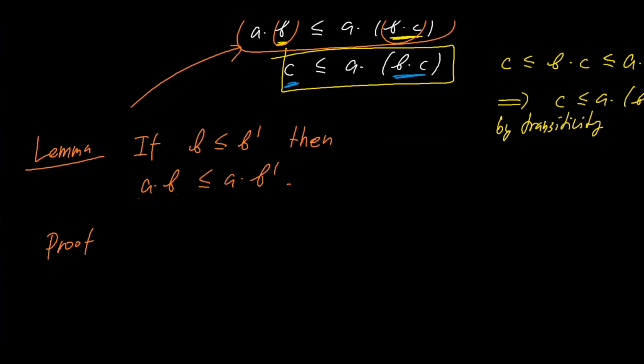Let's expand again the definition of A dot B. A dot B is less or equal to C if and only if A is less or equal to C and B is less or equal to C, right? And now let's take this definition and apply it in the case when C equals A dot B prime.